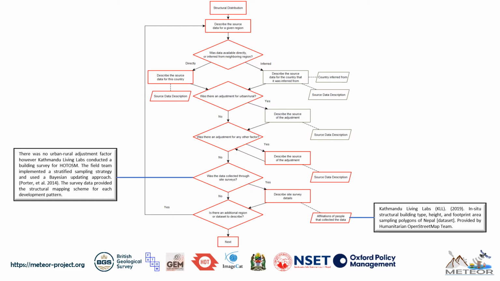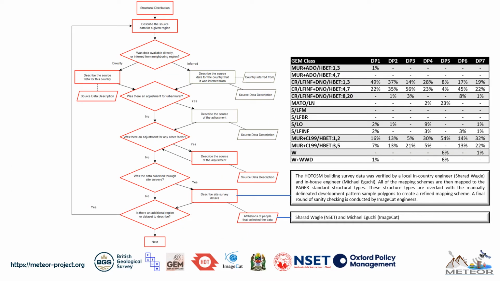Kathmandu Living Labs conducted a building survey for HUD-OSM and implemented a stratified sampling strategy and used a Bayesian updating approach. The collected survey data provided the structural mapping scheme for each development pattern. The HUD-OSM building survey data was reviewed and verified by a local in-country engineer from NSET and an in-house engineer from ImageCat. All of the mapping schemes were mapped to the PAGER standard structural types and then to the GEM taxonomy.